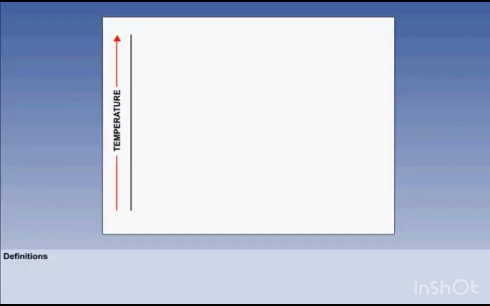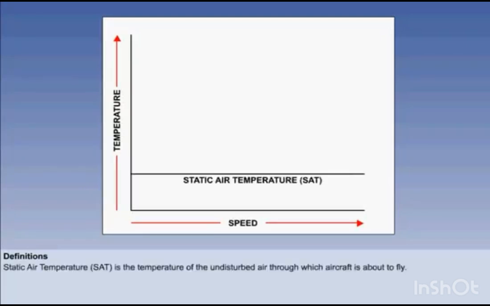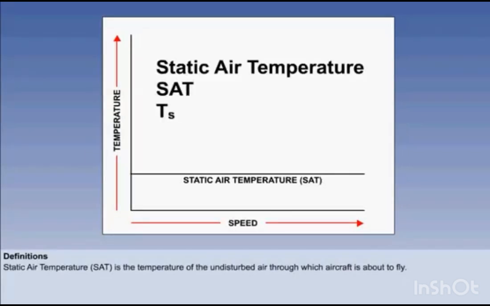Let's show these combined effects on a graph. The y-axis represents temperature, and the x-axis represents the aircraft's speed. The temperature of the undisturbed air through which the aircraft is about to fly is what we are trying to measure. We call this the static air temperature, or SAT for short. In formulae, it is often written as T subscript S.